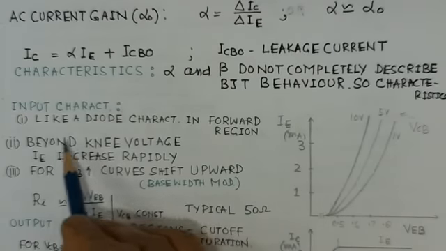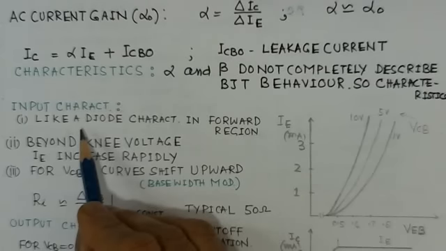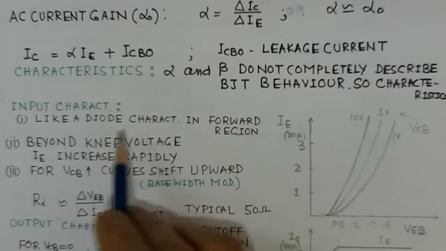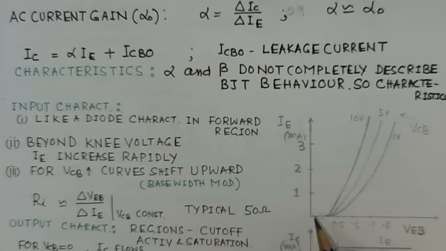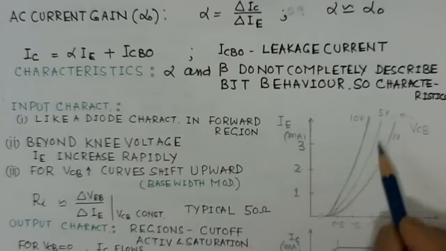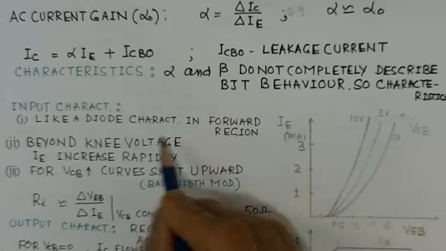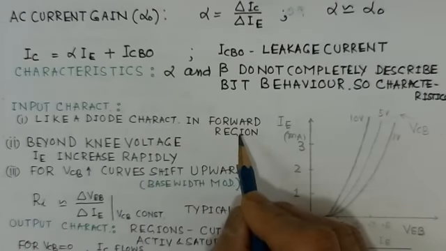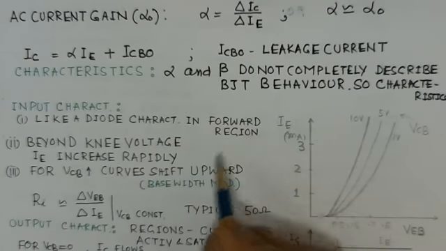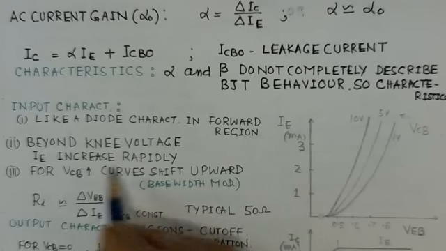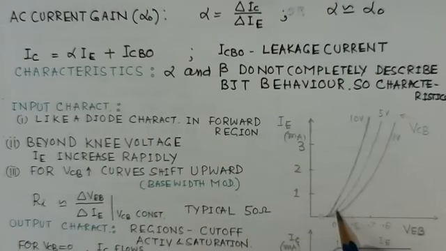Here we have shown the input characteristics for a BJT. The input characteristic is drawn between IE, the input current, and VEB, the input voltage. So this characteristic looks like a forward diode characteristic. What we observe here is that beyond the knee voltage, the emitter current increases rapidly.